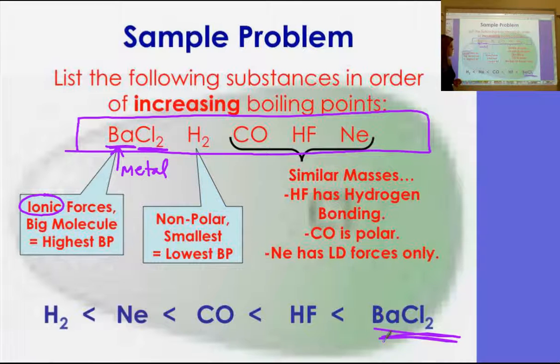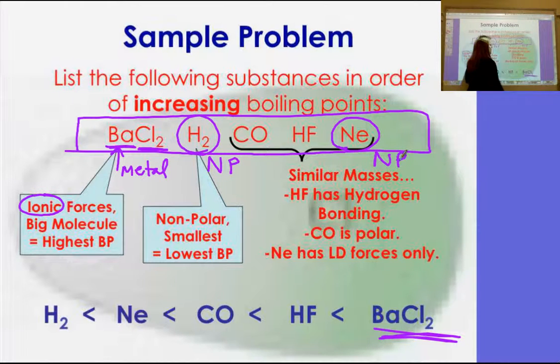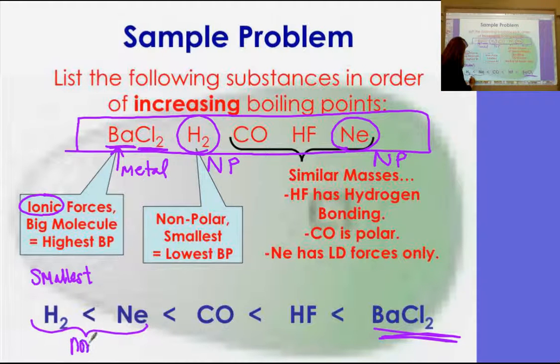Now I'm going to look for the other end. Something that is nonpolar. There would be two of them. Hydrogen and nitrogen are both nonpolar, so they would only have LD forces. How did I compare my LD forces again? Hydrogen is the smallest. If you look at its mass, it would therefore come first, and then neon would be next. These are both nonpolar. They only have LD forces.